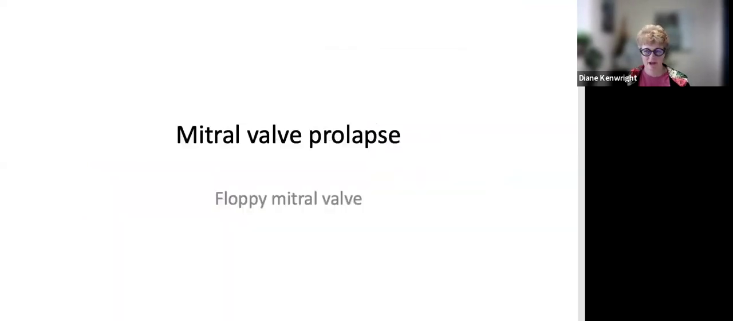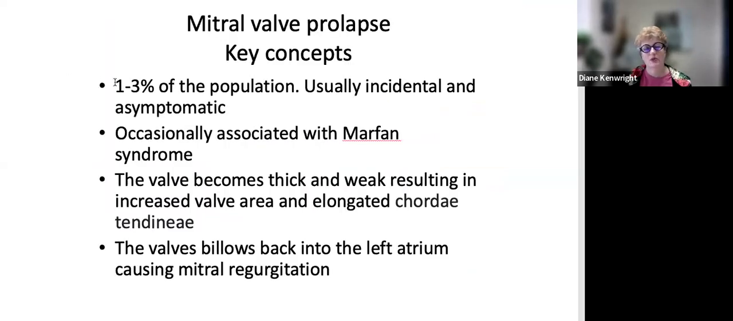All right, different valve, mitral valve. So mitral valve prolapse, again, 1 to 3% of the population, incidental and asymptomatic until, of course, it decompensates and causes left atrial overload. It is very occasionally associated with Marfan syndrome, but mostly it is just sporadic. Here the valve becomes thick and weak because it fills with this myxoid material. So what is myxoid material? Think of it as a bit like snot. It's full of mucopolysaccharides.